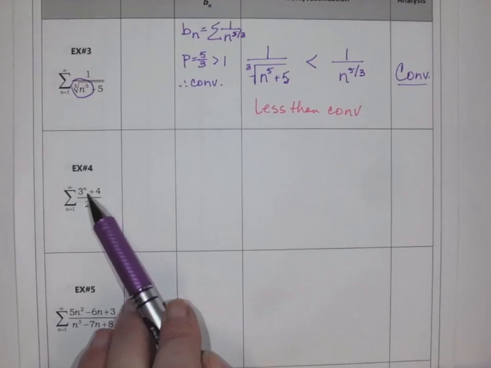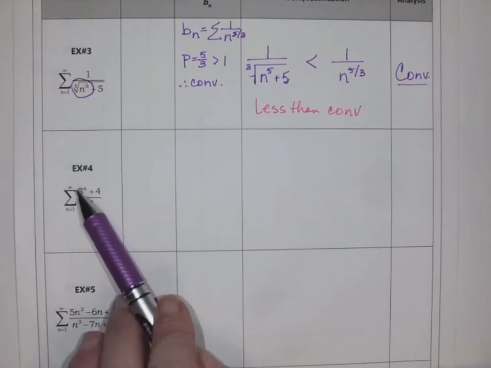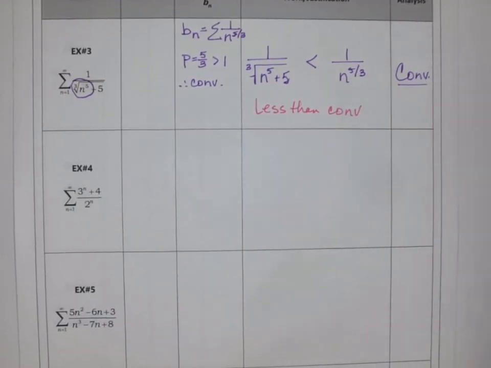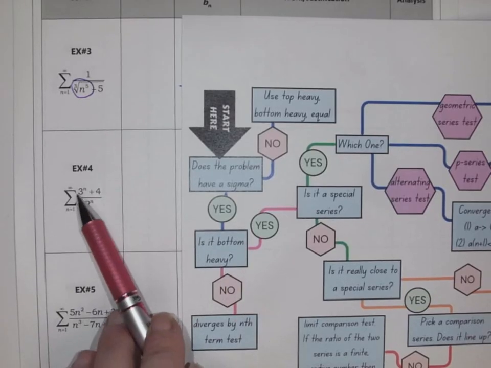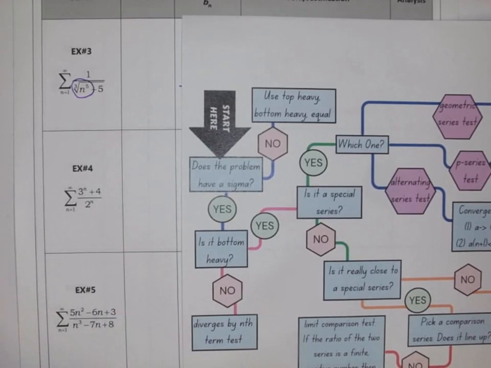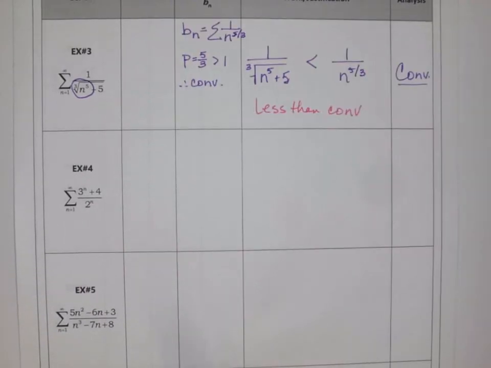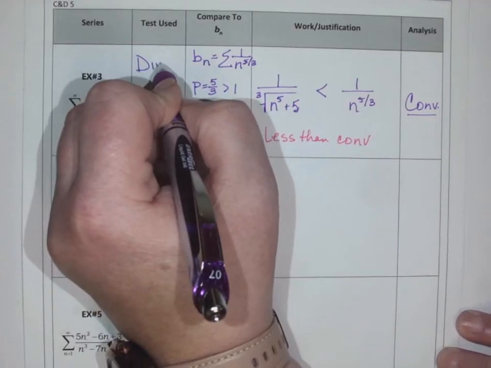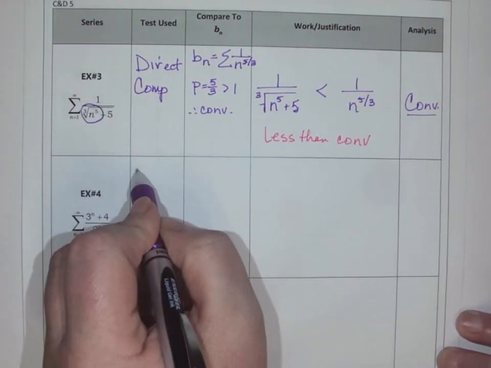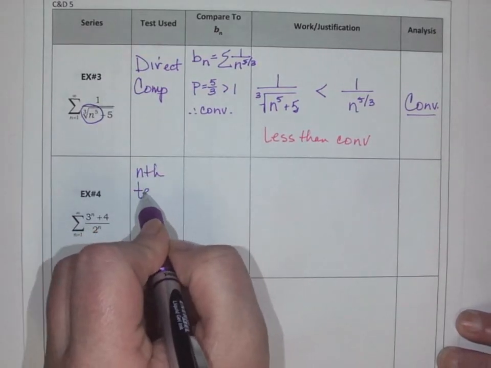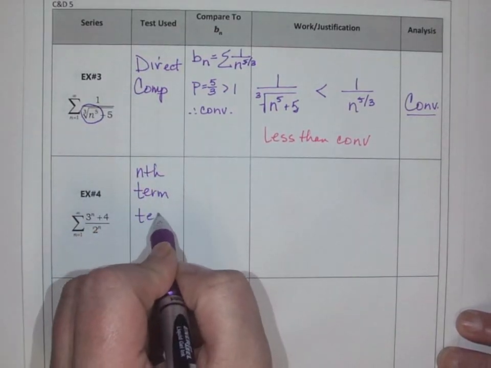Okay, let's look at this guy. We have 3 to the n plus 4 over 2 to the n. Right off the bat, is it bottom heavy? Is 3 to the n plus 4 over 2 to the n bottom heavy? That is not bottom heavy. So we can use our nth term test. We forgot to put our term test. This is the direct comparison that we used.